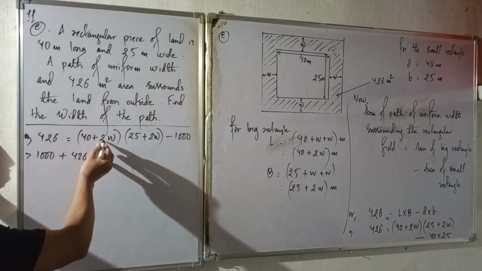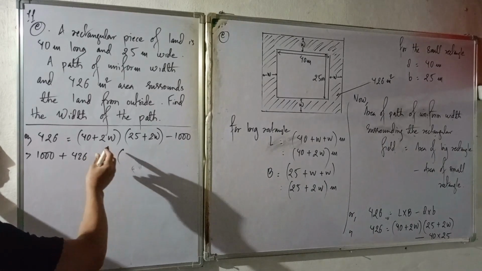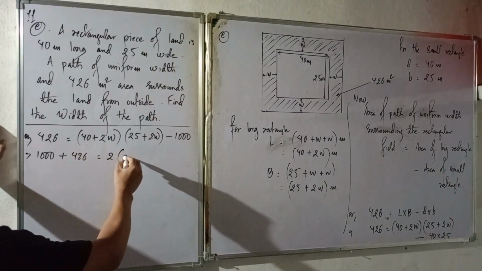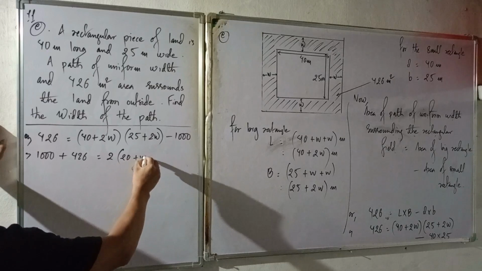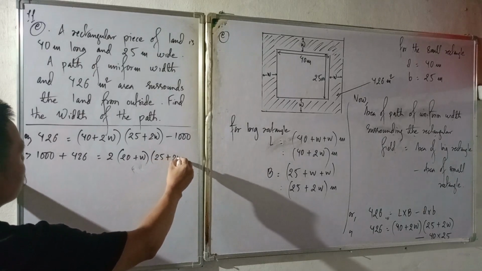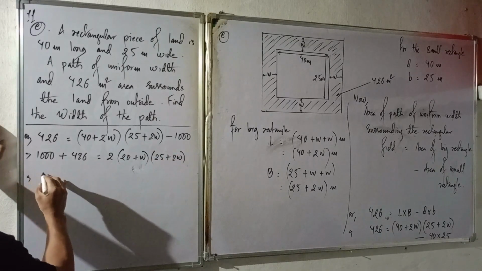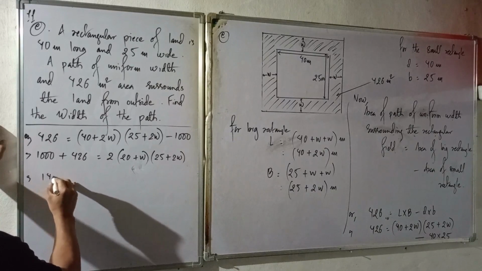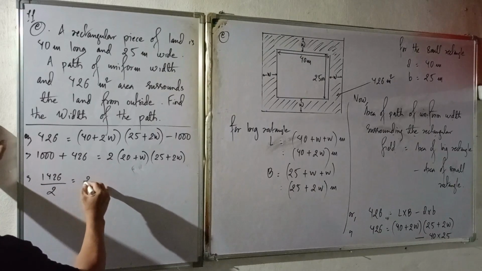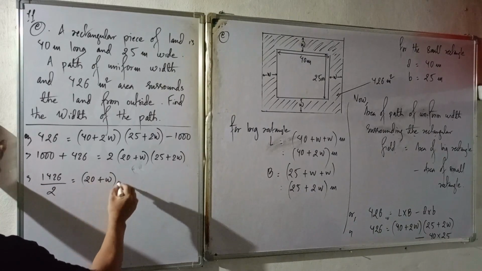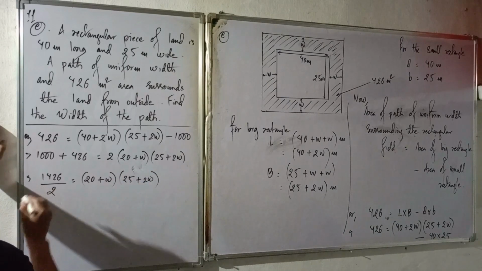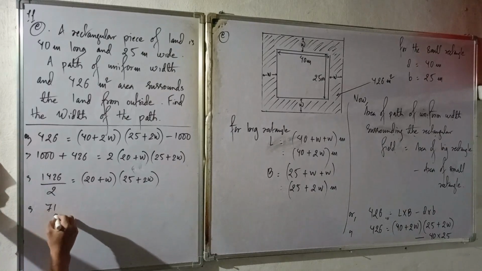Now if you take 2 common here, then this will be 20 plus W and 25 plus twice W, or this will be 1426. Let's move this 2 to the denominator, 20 plus W, 25 plus 2 times W, or this will be 2,852.